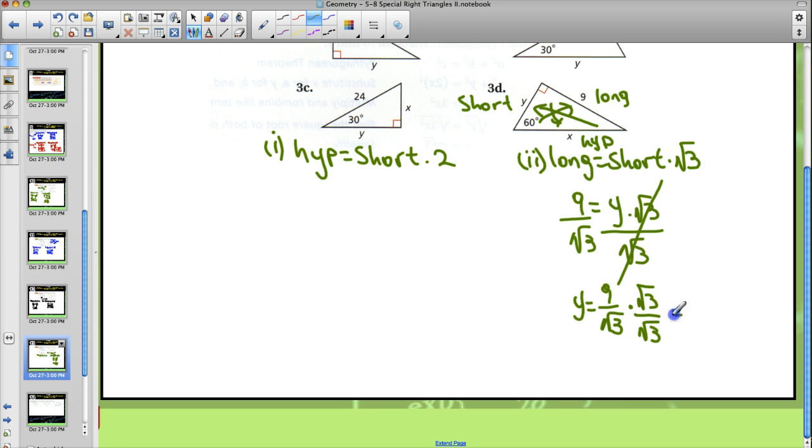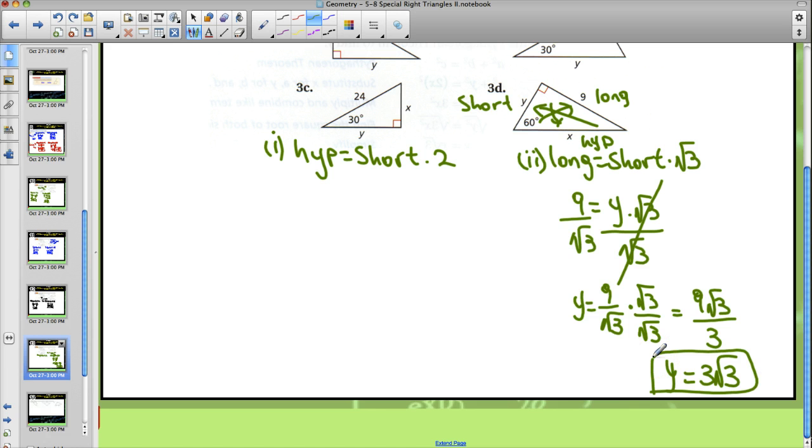This becomes 9 radical 3 when I multiply the numerators. The square root of 3 times the square root of 3 is the square root of 9. The square root of 9 is therefore the whole number 3. Okay, so we have 9 square root of 3 divided by 3. This can be simplified further if I look at the whole number that's outside of the radical sign. So 9 divided by 3 is 3. So this entire thing simplifies to 3 radical 3 as the value of y.